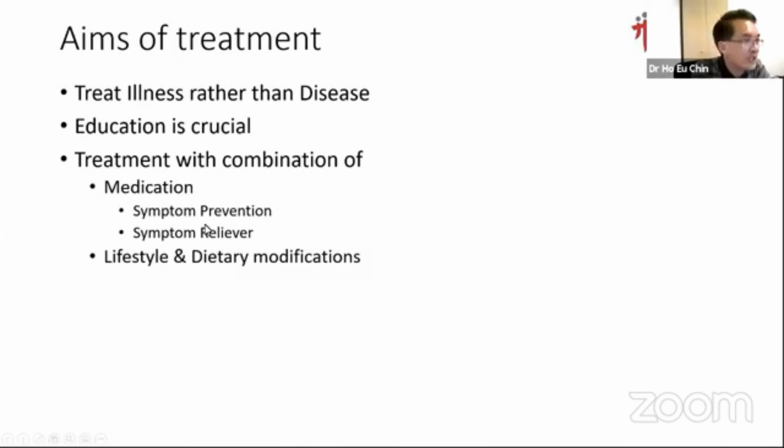If they get 2 to 3 attacks a year, I don't think anybody will want to take medication every day to prevent 2 to 3 attacks a year. Then for those patients, the relieving medication would do a good job. Lifestyle and dietary modification, I cannot stress enough. If you can really reduce your stress level, sleep more, eat healthily, and avoid things like caffeine and MSG that can trigger the migraine, you can go a long way in preventing the attacks.